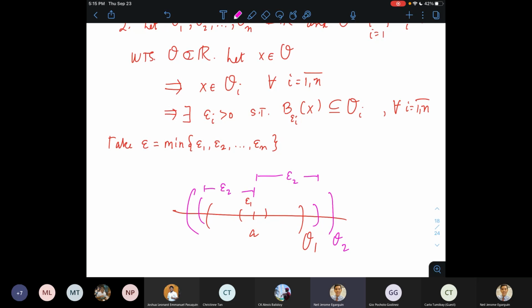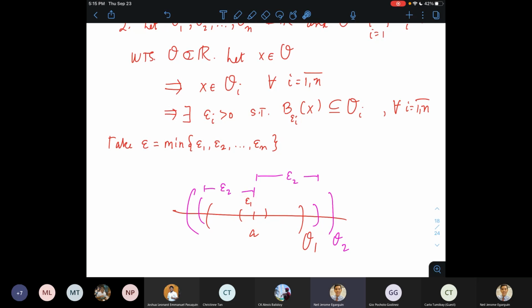Okay. Yung epsilon 2 neighborhood ni A ay nasa loob ni O2, pero wala sa loob ni O1. So kaya ang pipiliin ko, ang trick ngayong gagawin ko, pipiliin ko yung pinakamaliit dun sa mga epsilons. So if I only have 2 epsilons, ano yung mangyayari pag pinili ko si epsilon sub 1?